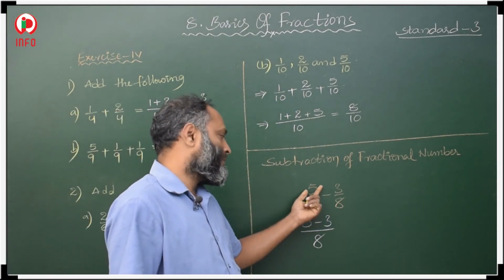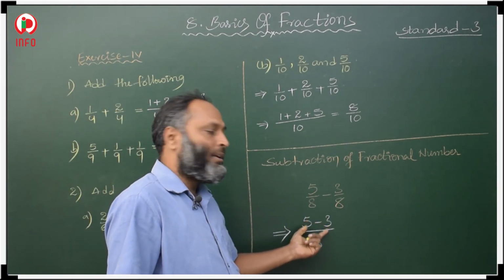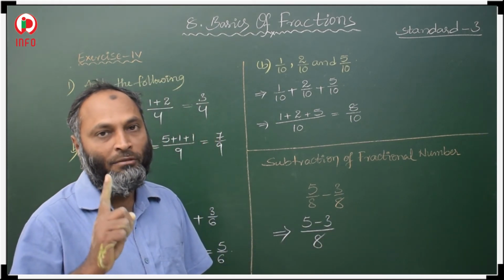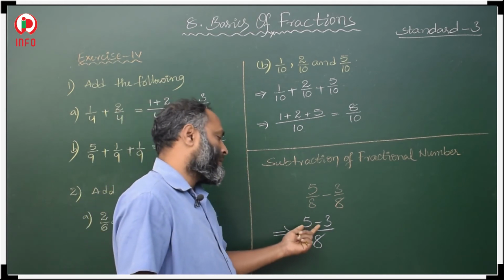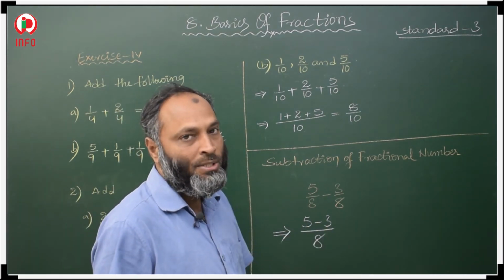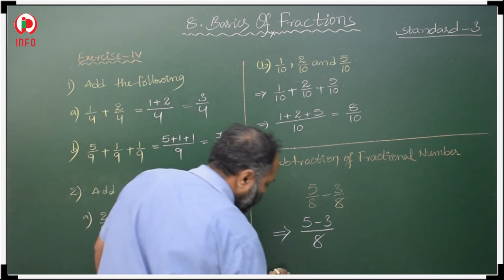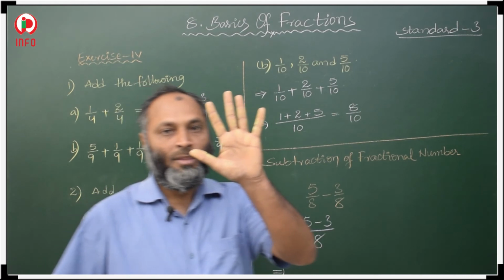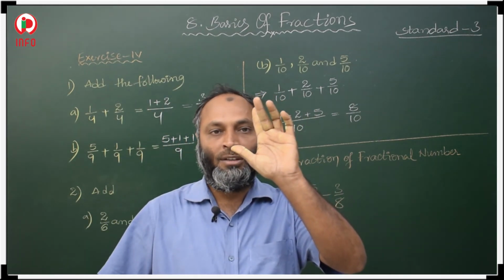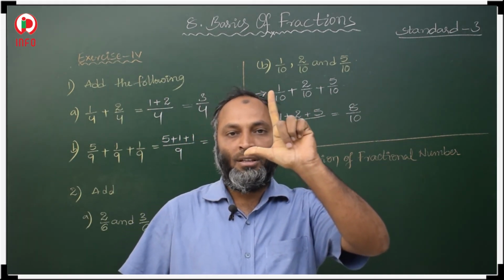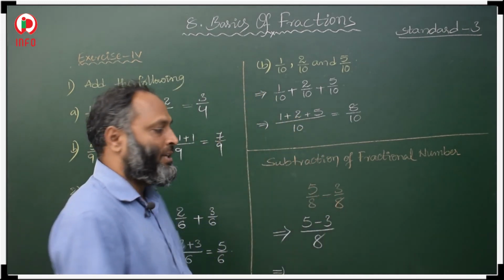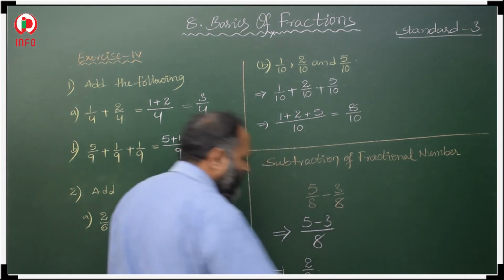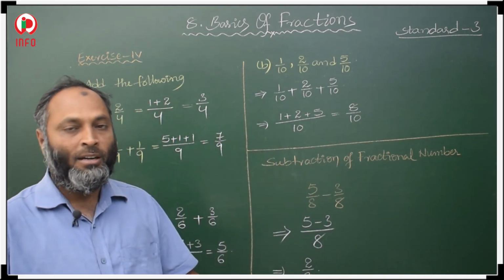We write the difference of the numerators, 5 minus 3, over the common denominator. The common denominator we have to write once. Then we find the difference 5 minus 3. What is 5 minus 3? 5 minus 3, 3 fingers. If you close 3 fingers, how many fingers are left? 2 fingers. It means 5 minus 3 is 2, so the answer is 2 by 8. This is the method to find the difference.